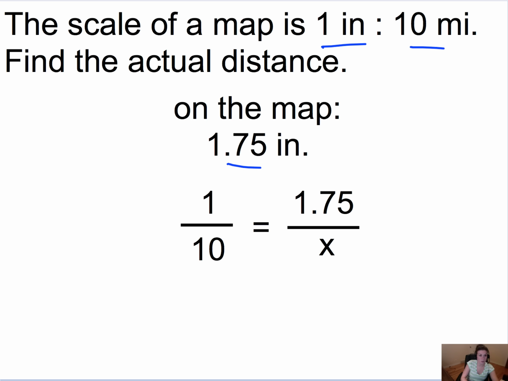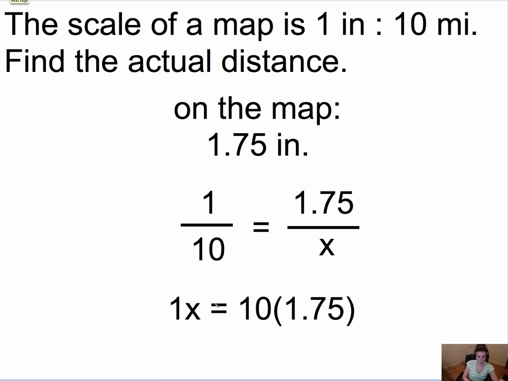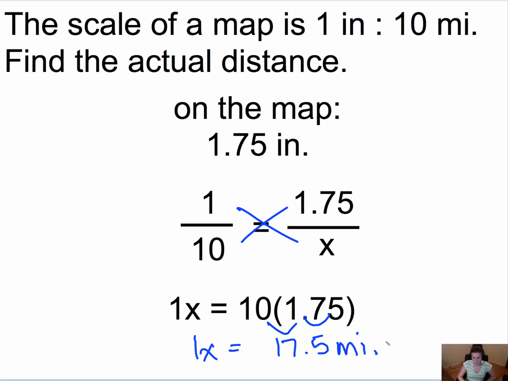So you would cross multiply then. So you would have 1 times x, and then that equals 10 times 1.75. So then 10 times 1.75, you guys know the trick, right? Just move the decimal place over 1. So that's 17.5 equals 1x. Now you could divide by 1, but you don't have to because 1x is the same as x. So the answer is just 17.5 miles. So in real life, that would be 17.5 miles between those two places, whatever you measured on the map.